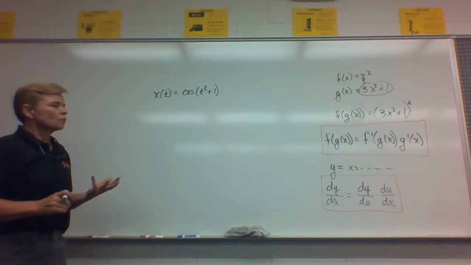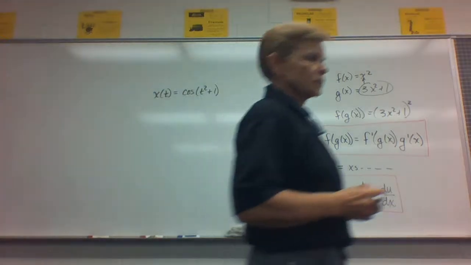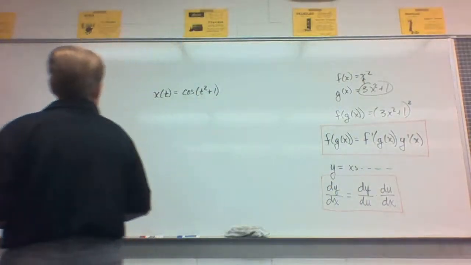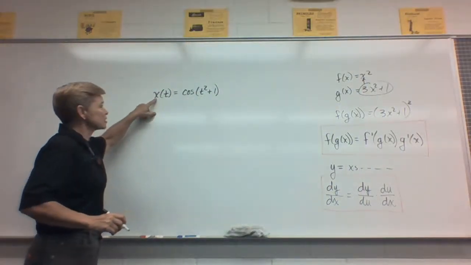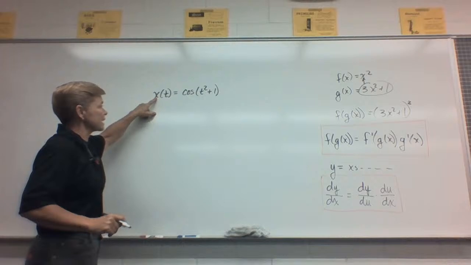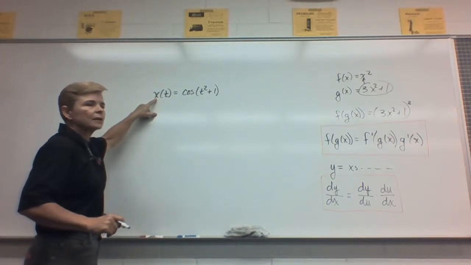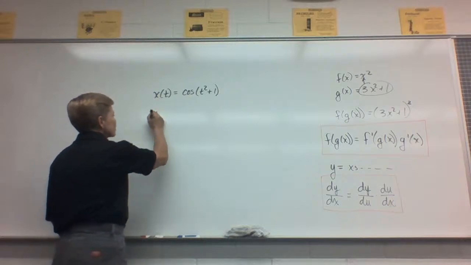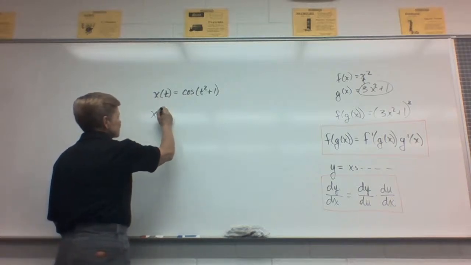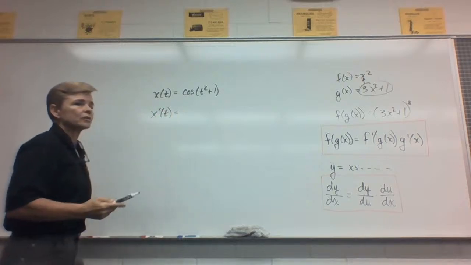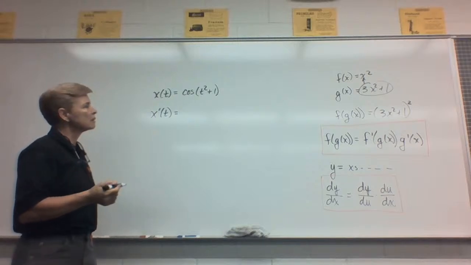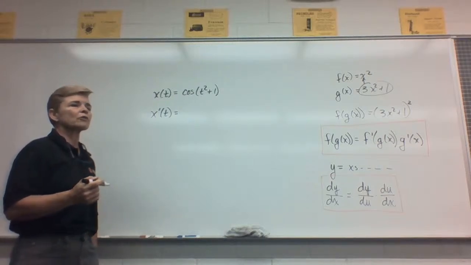Okay, so the question asks us to find the velocity of the object. Even though this isn't s, because it's moving along the x-axis they called it x, it's still a position function with respect to time. So if I want to find a velocity function, what do I do? Derive it. So we want to derive x of t, and we'll call it x prime of t. This is going to require the chain rule. This is cosine of x for our macro function, and t squared plus 1 for our micro function.